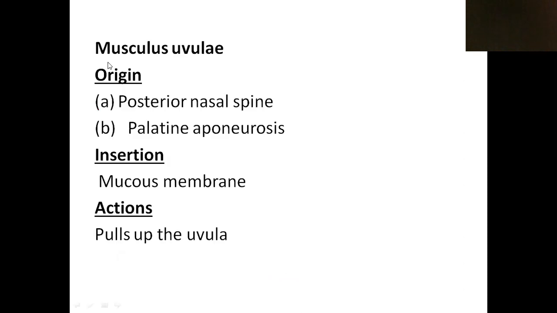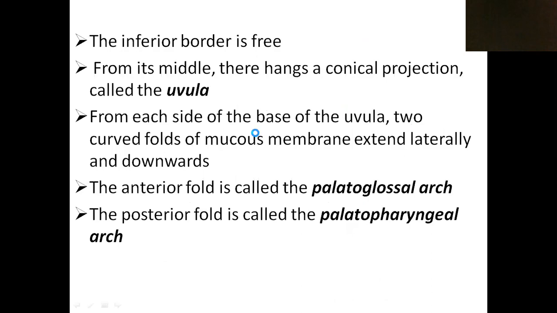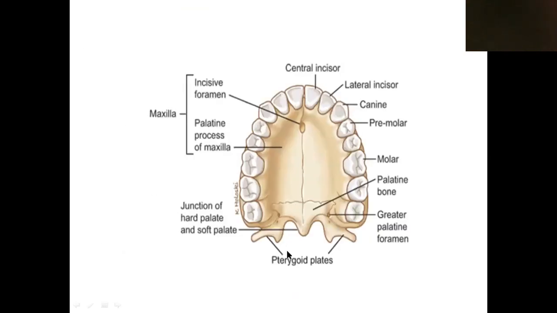Now the next one, musculus uvulae. It arises from the posterior nasal spine and the palatine aponeurosis. What is that posterior nasal spine? See here on the posterior border of this hard palate, here we can see a spine-like projection.